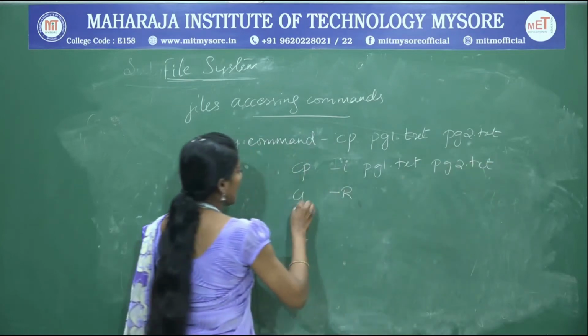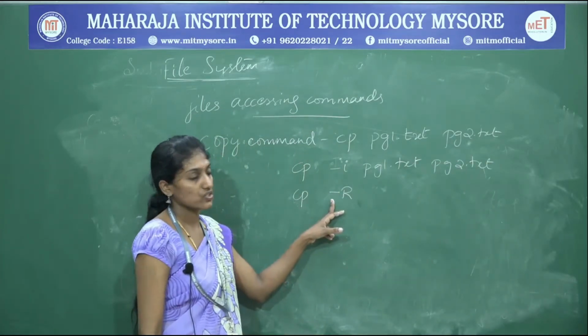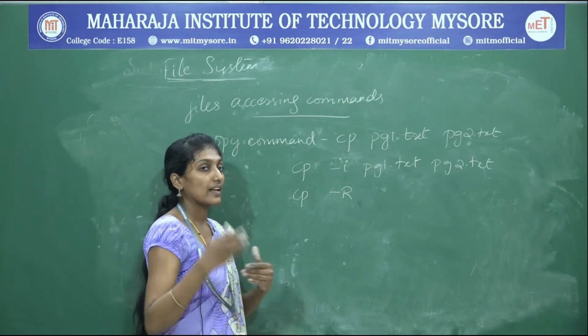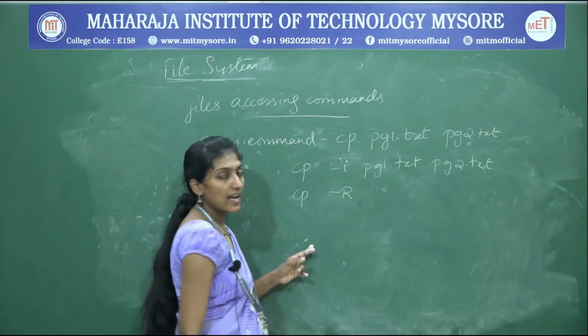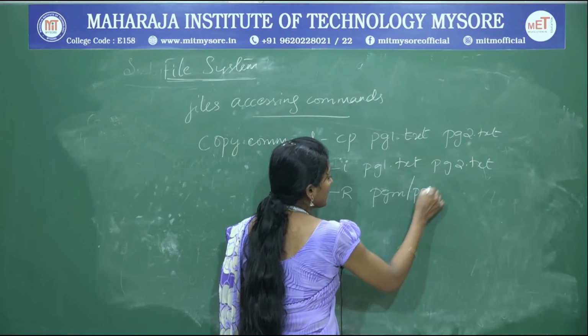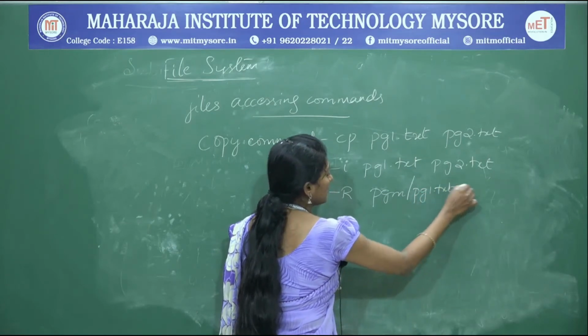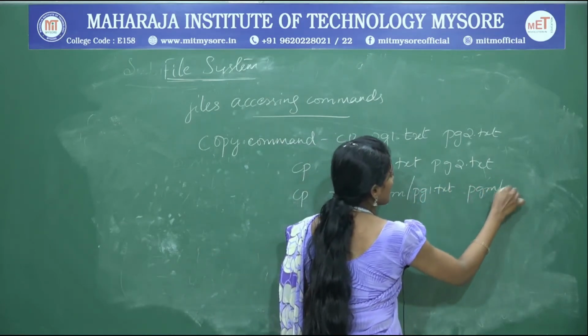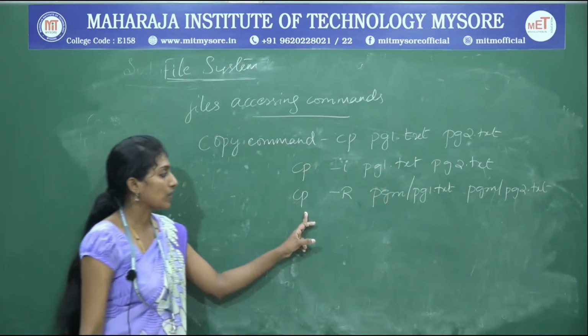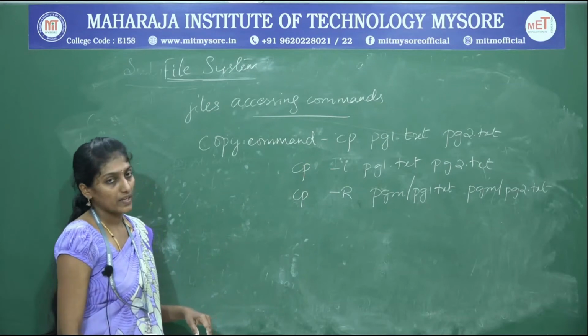Okay, likewise -r is for a directory structure. If the user wants to copy one directory to another directory, we can use this -r, like pgm/pg.txt, pgm/pg2.txt. So this is one more option used with the copy command.